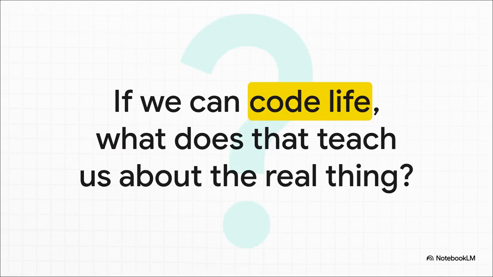So I'll leave you with this to chew on. By building this simplified, logical version of an eagle, we get to see just how incredibly complex and unpredictable the real thing truly is. If we can break a life down into code, what does that teach us about all the uncodable magic of life itself?